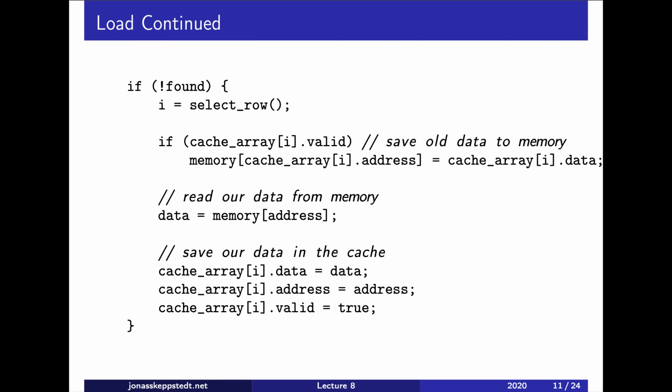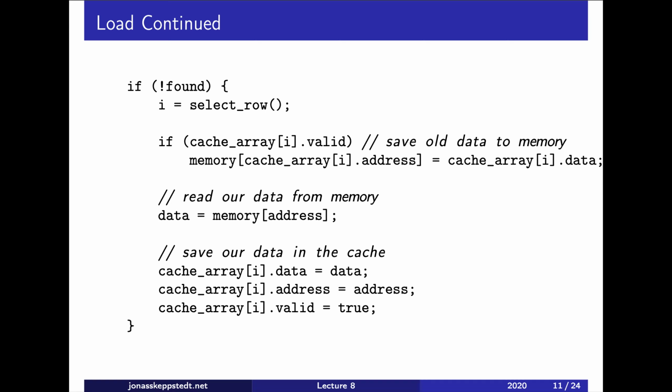Okay, and let's see how that will look. If we found it, then we have already fetched the data and the load instruction has completed. But now we didn't find it. So we select a row, an index into this cache array. And then we check if this data is valid, because if it is, this cache needs to copy it back to memory.